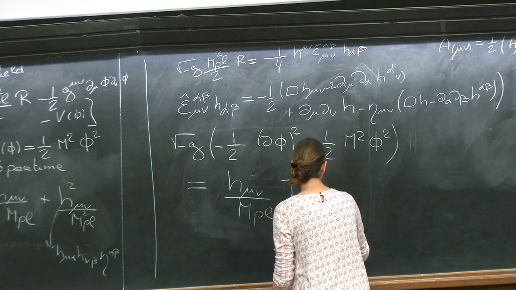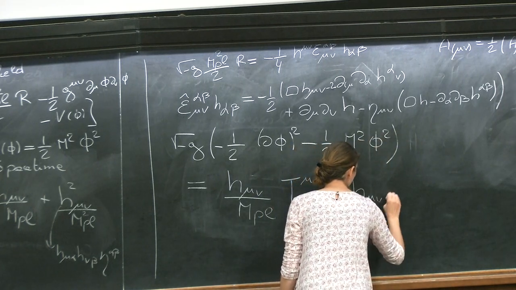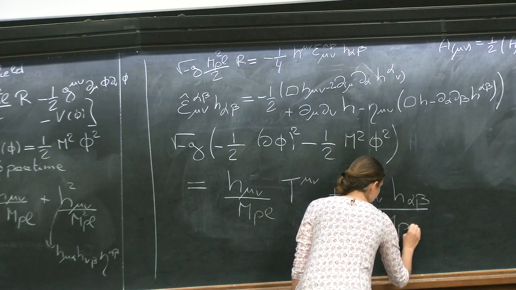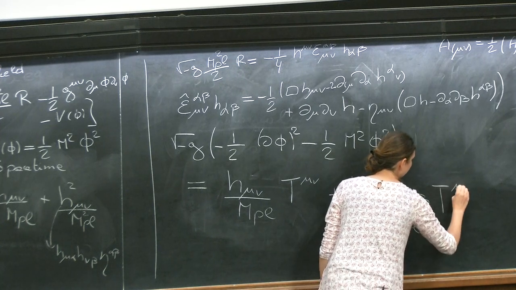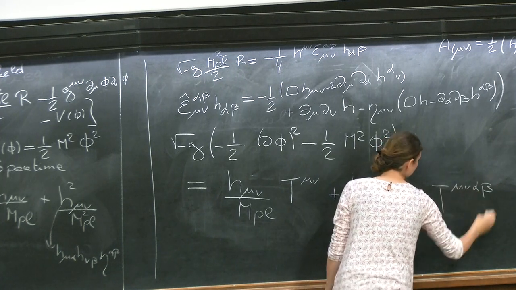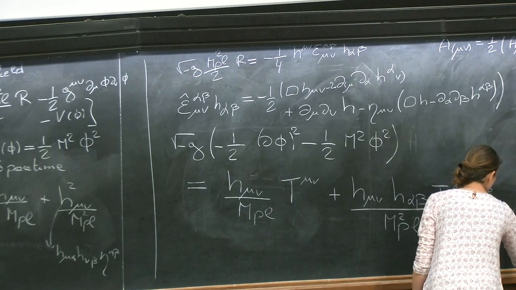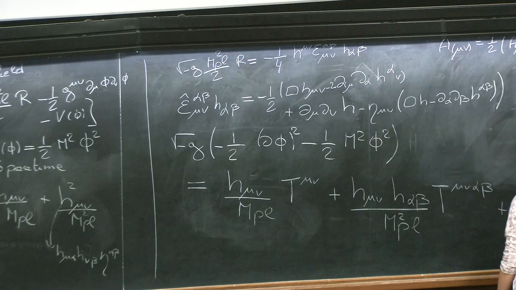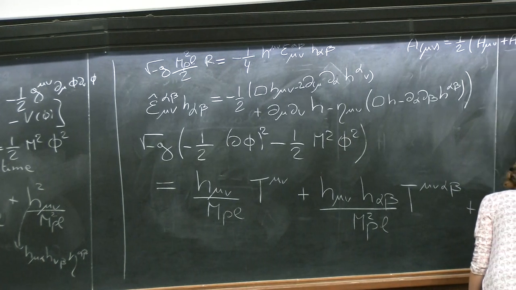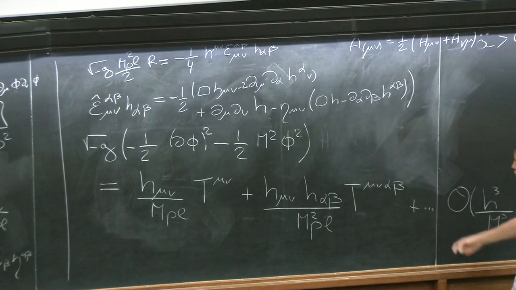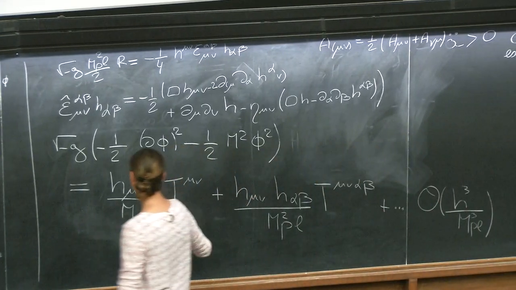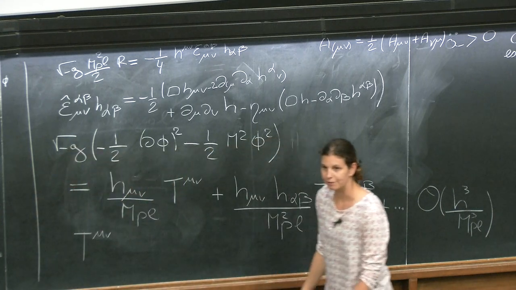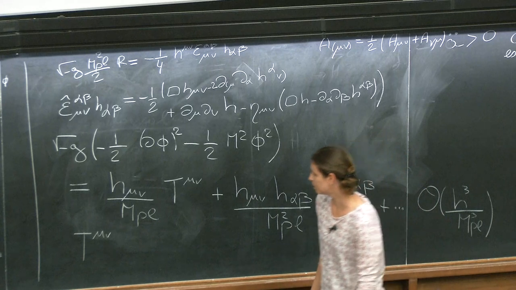So this is the first order term. Then you have something that goes like h mu nu, h alpha beta over M Planck squared, T mu nu alpha beta, etc. What I'm not putting in here are things which would scale like h cubed. So you have contributions like that. At leading order, this T mu nu is the stress energy tensor for your scalar field if you were to live on flat space-time.